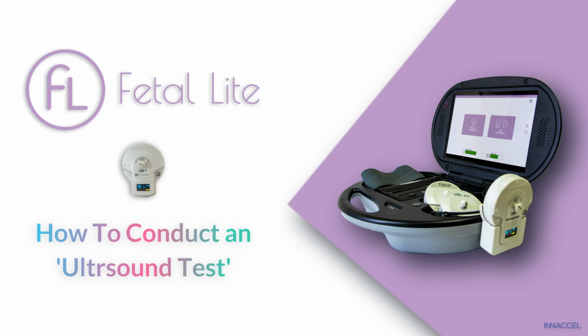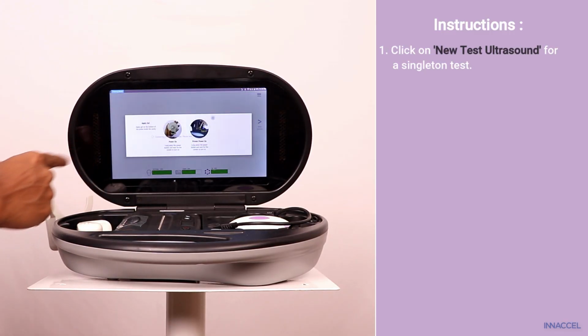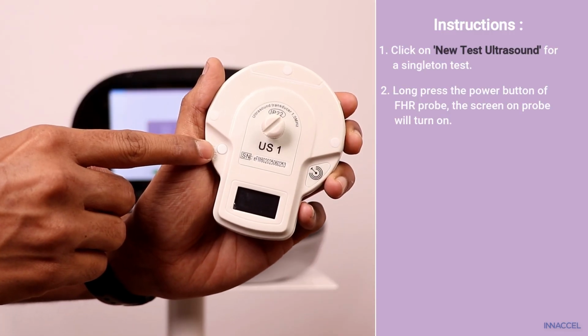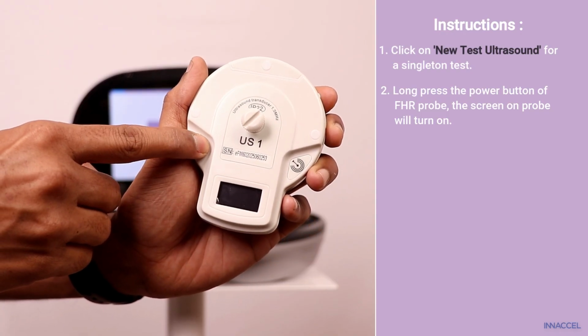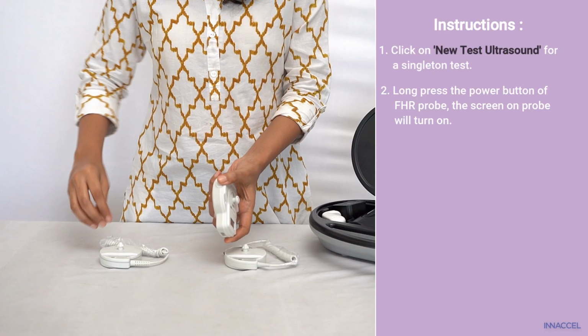How to conduct an ultrasound test, NST CTG test. Click on New Test Ultrasound on the monitoring software. Long press the power button of the FHR probe. The screen on the probe will light up as an indication.